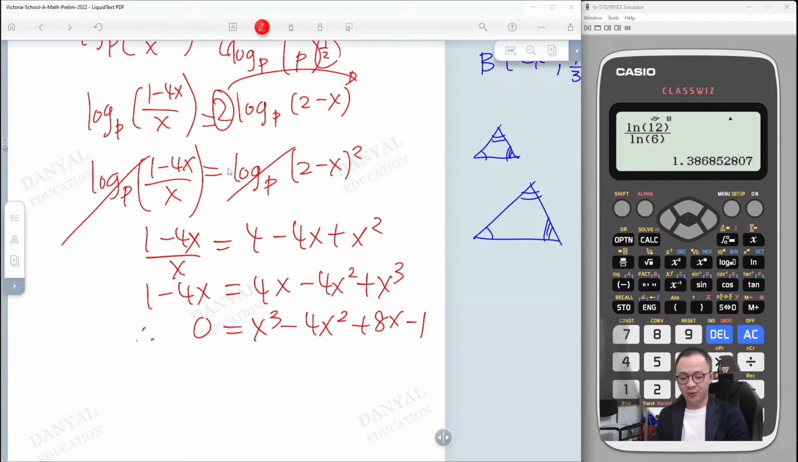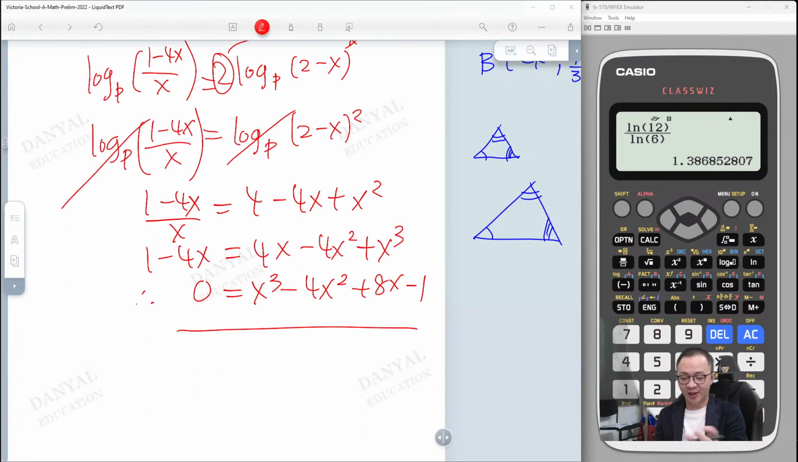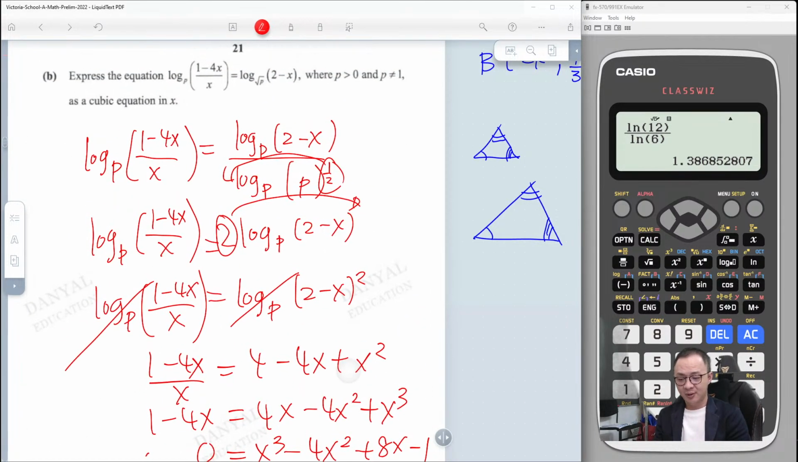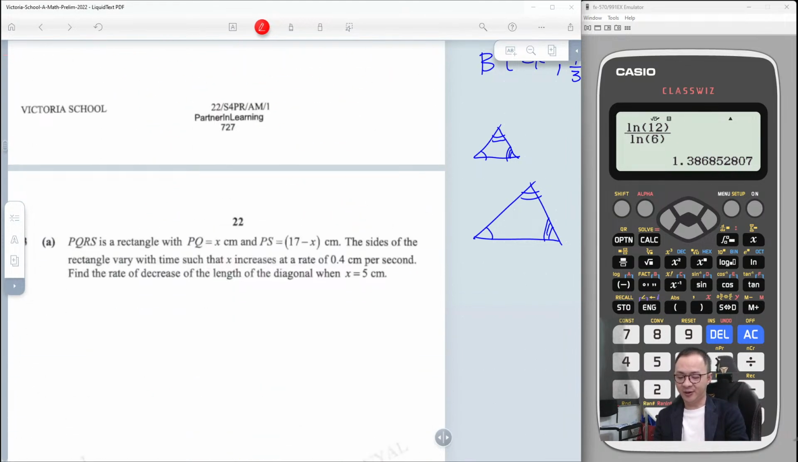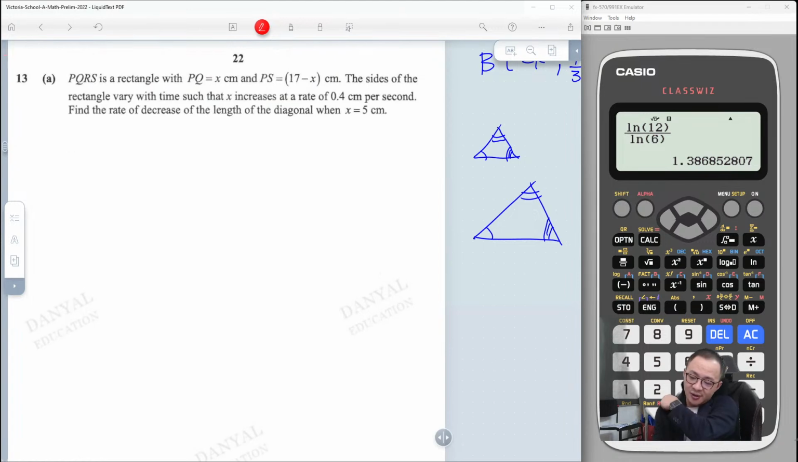Okay, so it just wants us to understand we can get a cubic. Nothing they want us to go further, right? P must be bigger than 0 because equal to 0 or less than 0 is math error. P cannot be 1 because log base 1 is math error also. Okay, nothing special I want to pay attention to.